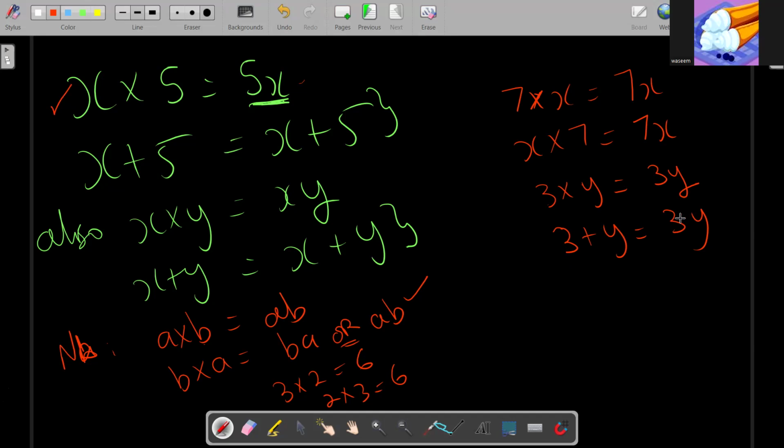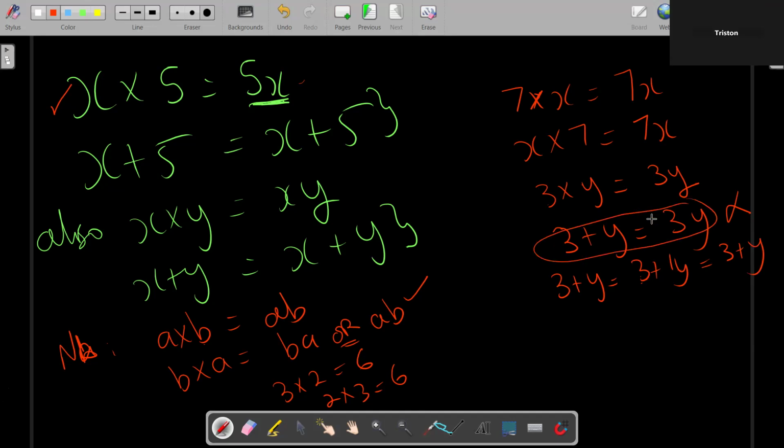So this is wrong. 3 plus y is the same as 3 plus 1y. We can't add a constant and a variable. So it stays 3 plus y. You can't do anything with it. So this is wrong, right? You understand, Tristan? Yes, sir. Nice. So that's why it's important. Although this is so simple, most of you probably understand it by heart. You see why it's important to run through this? Because some people still might not have understood it, right?